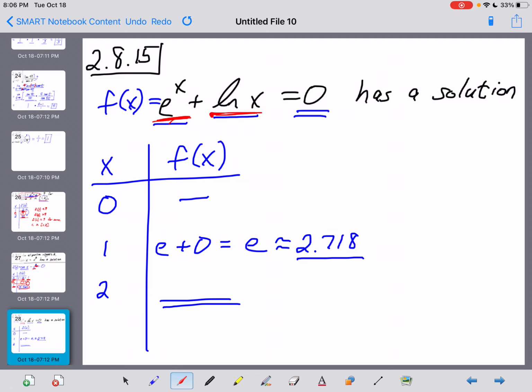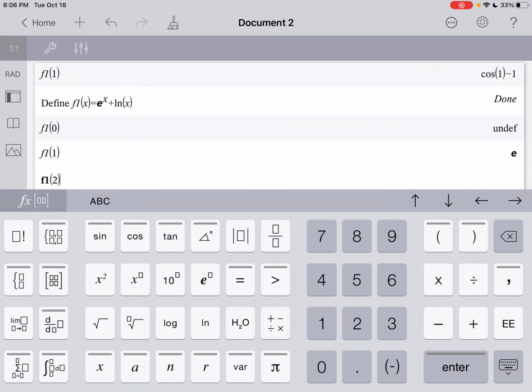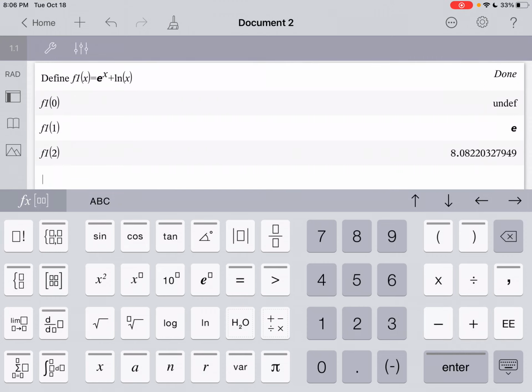The natural log of 2, if you guys remember what the graph of the natural log of x looks like, it hits this point right over here, which is (1, 0). So the natural log of 2 is here somewhere. That y value is positive as well. I believe that when we put in a 2, you're going to get a positive plus a positive. We're going to get another positive result here. Let's just see if I'm right about that. I'll go ahead and do approximately equal to. Yeah, that came out to 8.082.